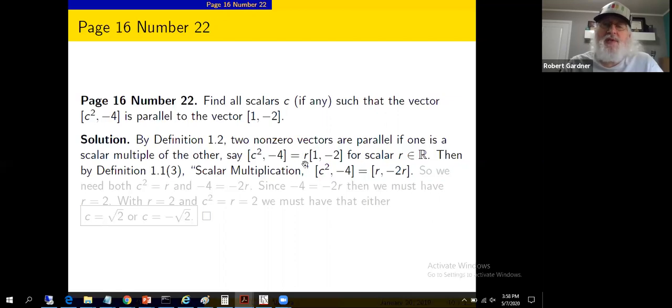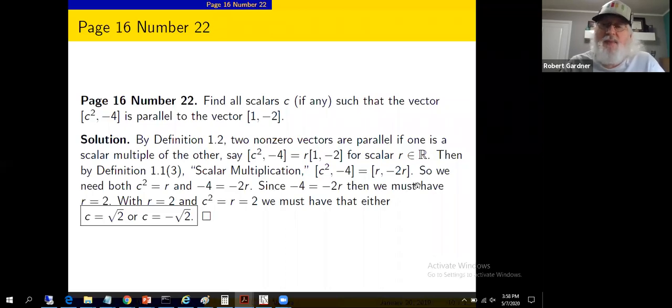Now we've got c and r in the story, and we'll probably find r first, and then find c based on that. So we need c squared to equal r, and we need negative 4 to equal negative 2r. From the second components, divide both sides by negative 2, and you see that we must have r equals 2. If r equals 2, plug that back in over here, then we get c squared equals 2. C squared equals 2 means c is either square root of 2 or negative square root of 2.